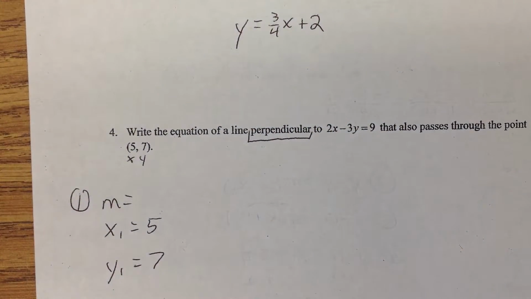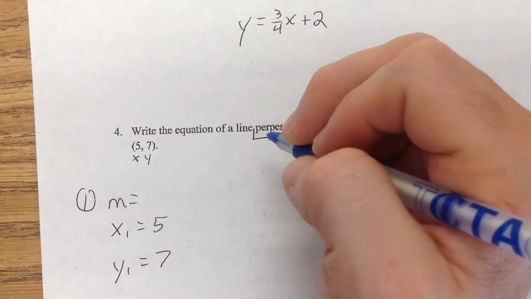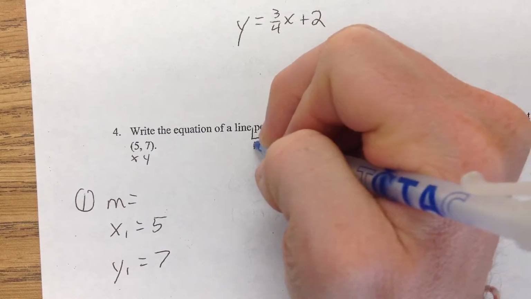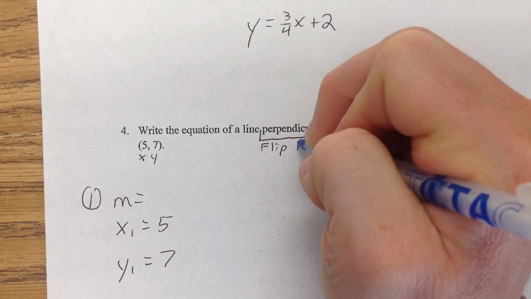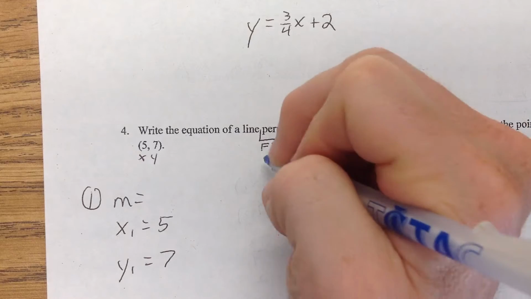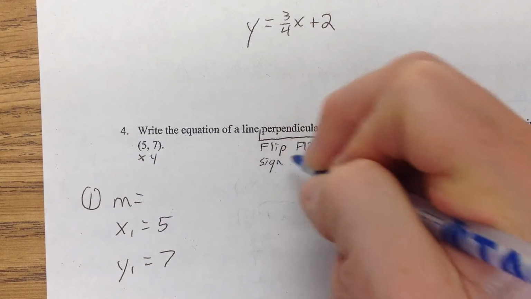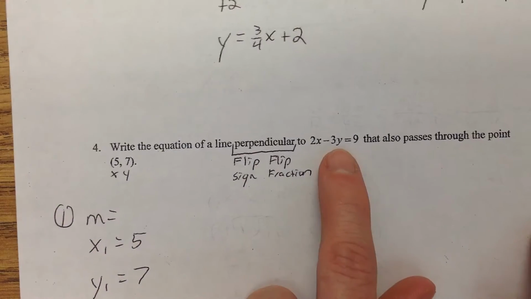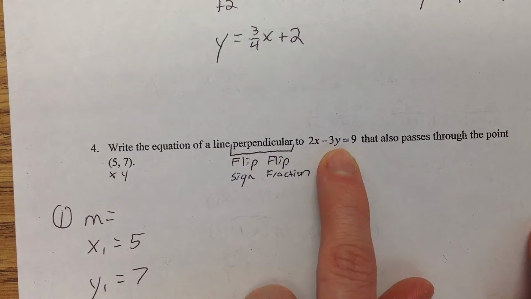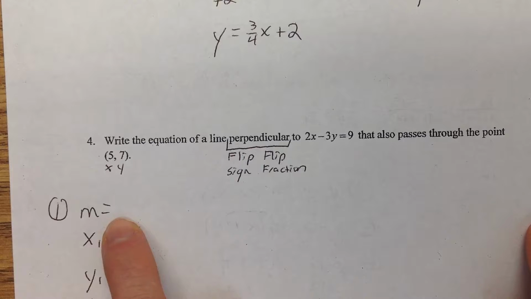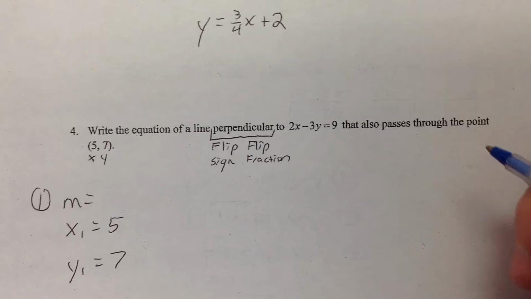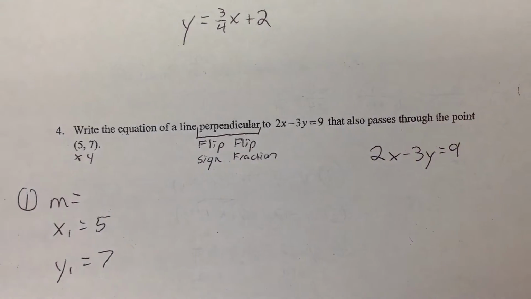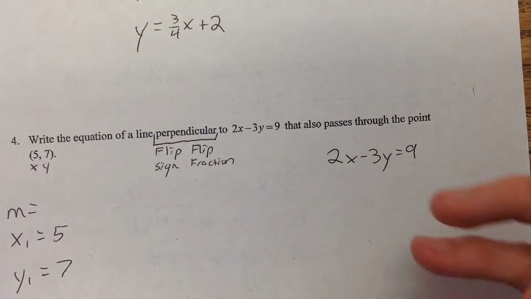What we know about perpendicular lines is their slopes are negative reciprocals, which is another way of saying the flip that we've been using in class. You have to flip the sign, and you have to flip the fraction. So whatever the slope is for this line right here, we're going to flip it to get our slope over here. So we've got 2x minus 3y equals 9. We're going to solve for y so that we know what this slope is.